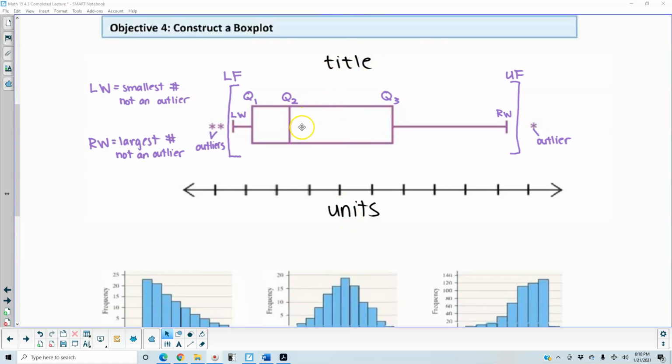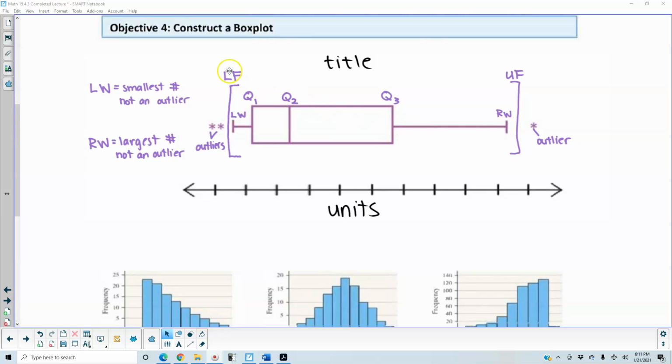Now if we look inside this box plot, over here we have Q1, which is quartile 1, Q2 is the median, and then Q3. And then we also have LW, which is the very edge of this box plot, which is the smallest number, but it's not an outlier. And then over here we have RW, which is the largest number that's not an outlier.